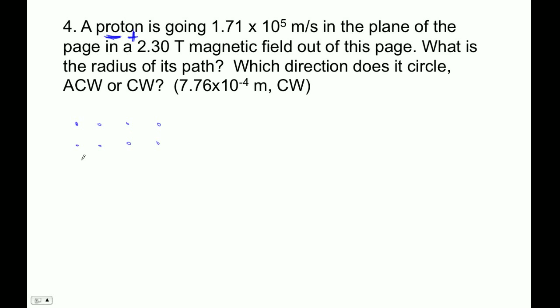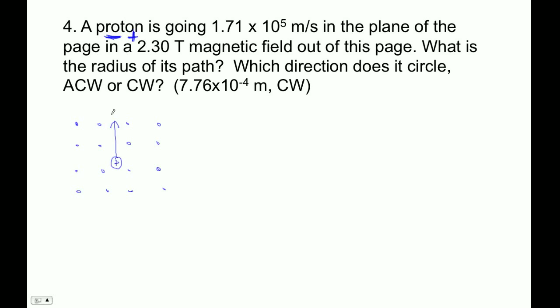In that magnetic field out of the page, oh, I hate that. I can't write on it. In that magnetic field, let's draw a picture of it going up the page, because the next problem talks about the thing going up the page, right?